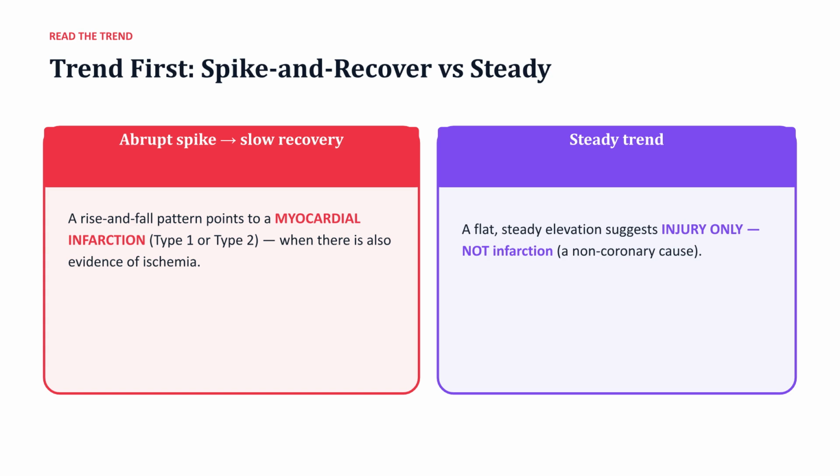An abrupt spike followed by a slow, gradual recovery suggests a myocardial infarction. In contrast, a flat, steady elevation typically indicates injury only, often stemming from a non-coronary cause. Reading the trend is a crucial first step before assigning a diagnostic type.